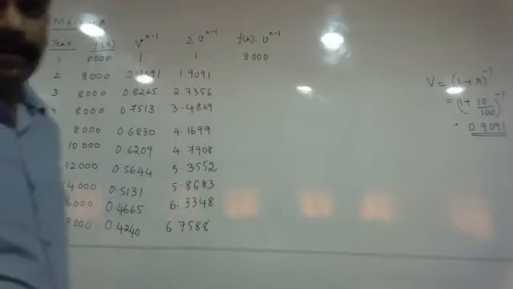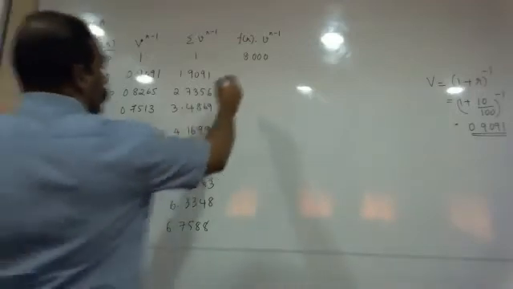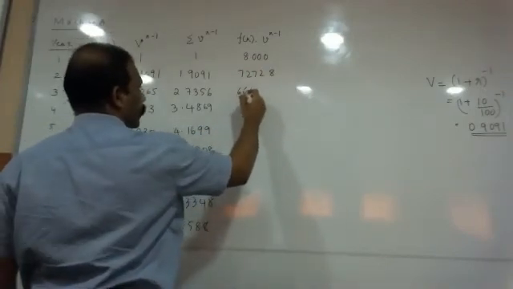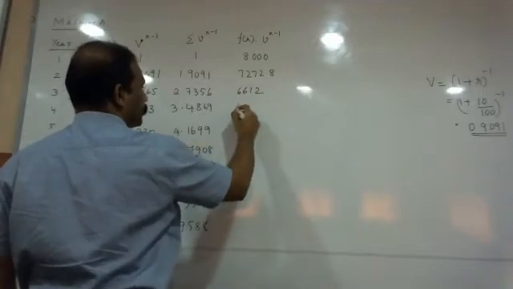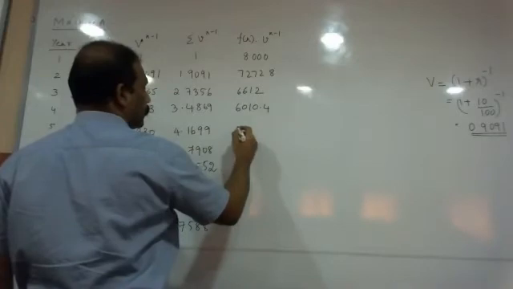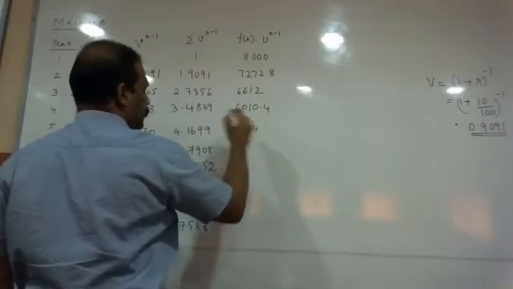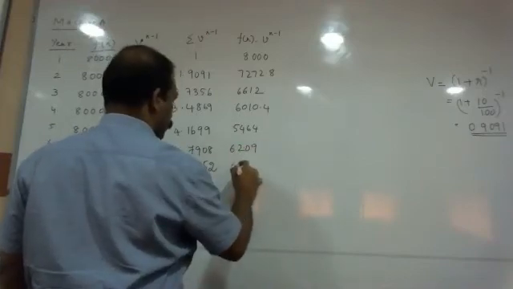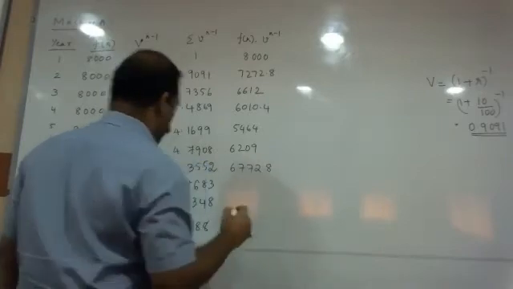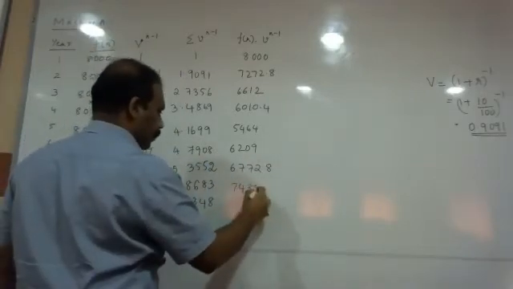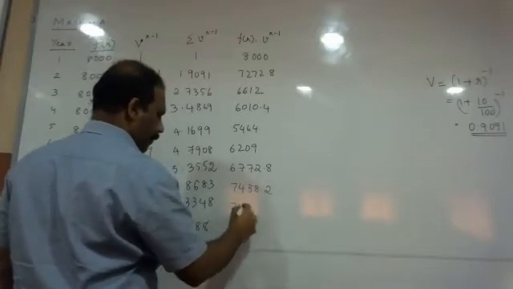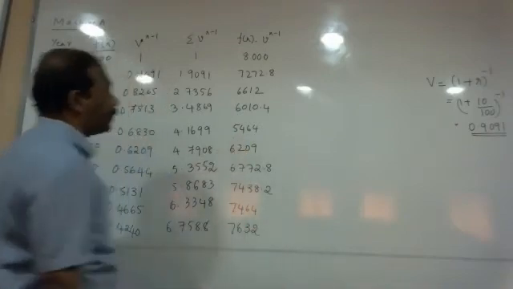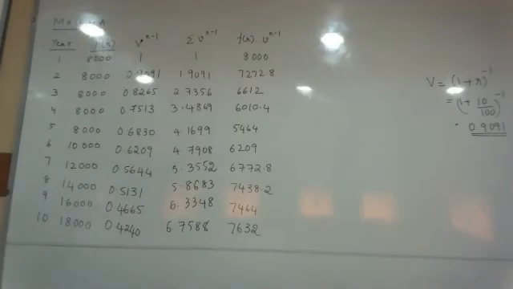Second year, sir, 7272.8. Okay. Third year, 6612. Next, 6010.4. Next, 5464. Next, 6209. Next, 6772.8. Next, 7438.2. Next, 7464. Next, 7632. Okay. Good. So we have got the values of f of n into V to the power of n minus 1.